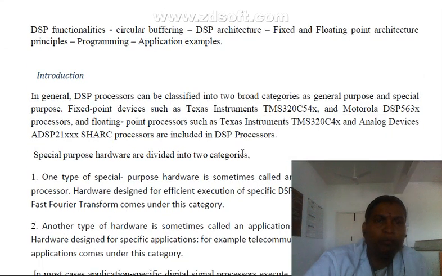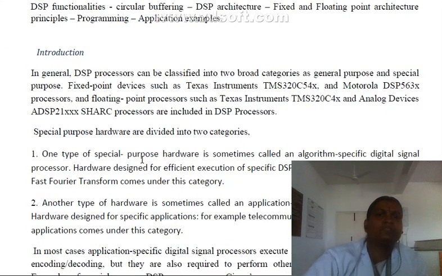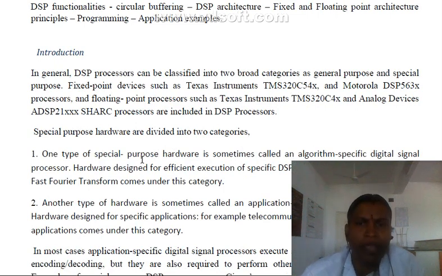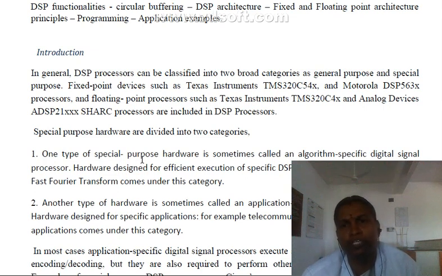Basically we have to study that architecture. It is a special type of architecture. In general we have two broad categories: one is general purpose and one more is special purpose. And fixed point devices such as Texas Instruments TMS320C54X series and Motorola DSP 563X processor, and floating point processors such as Texas Instruments 320C4X and Analog Devices.